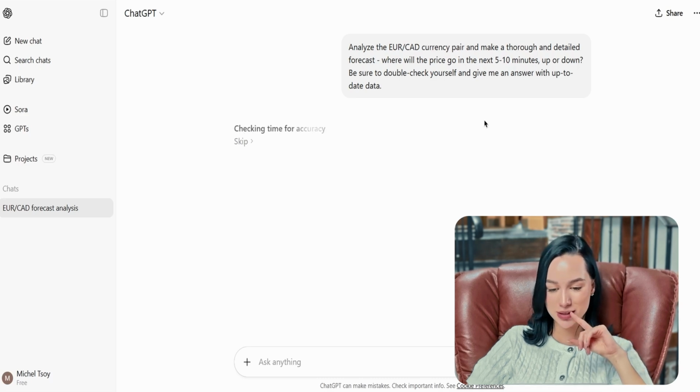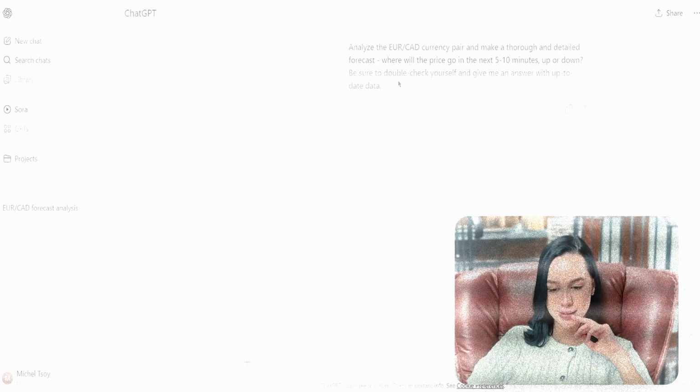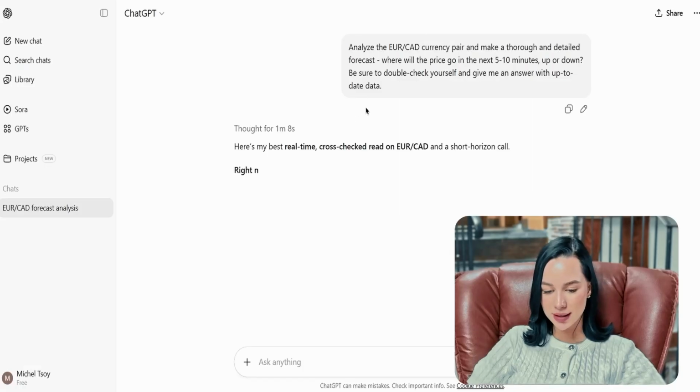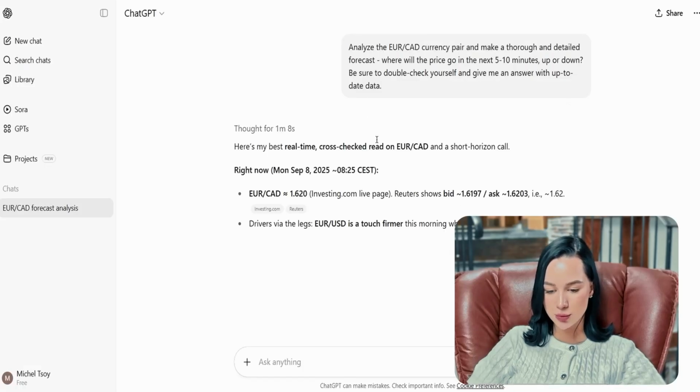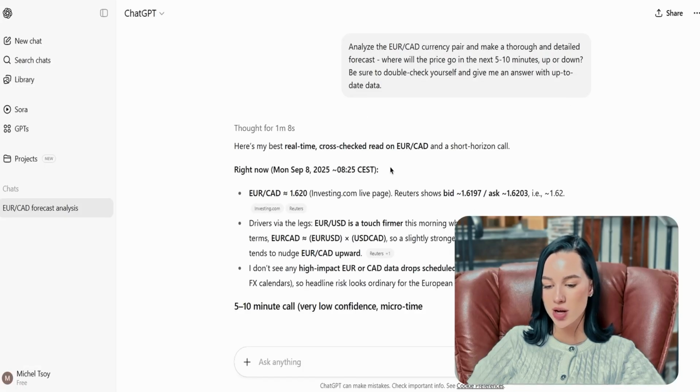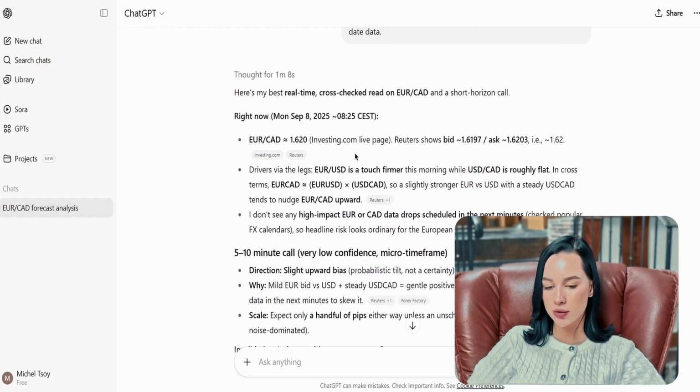So it's thinking pretty slow, but it's fine. Searching the economic calendars for the events, assessing short-term trends, forecasting movement based on the factors. As you can see, it's analyzing a lot. And finally, here it is. Here's my best real-time cross-check read on Euro/CAD and a short horizon call.